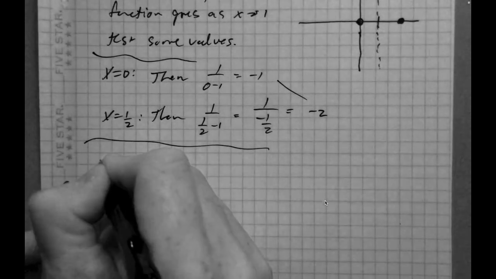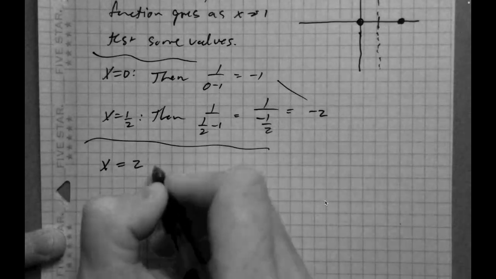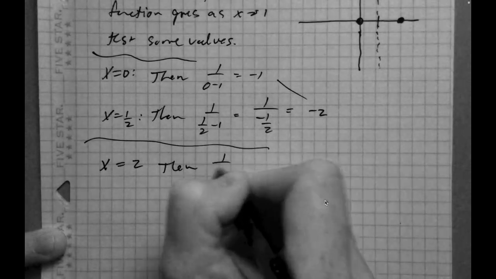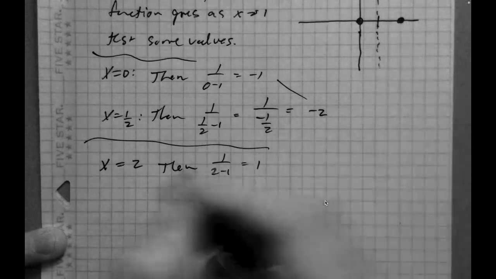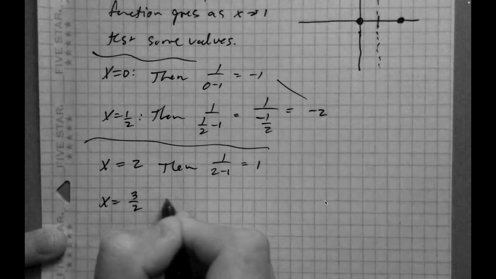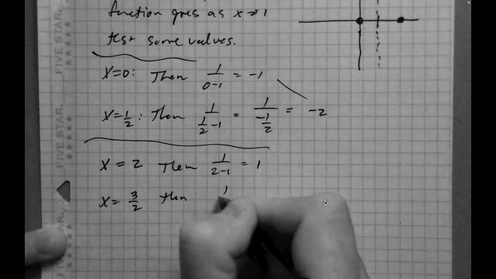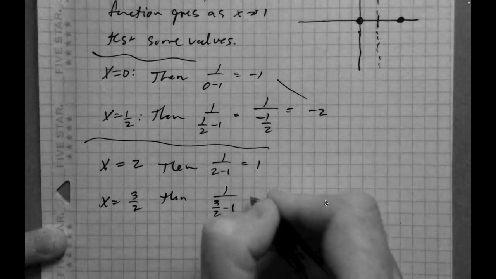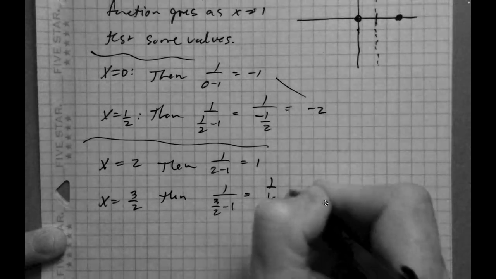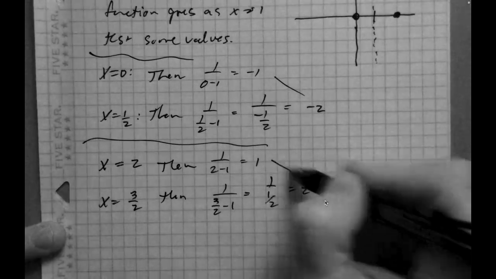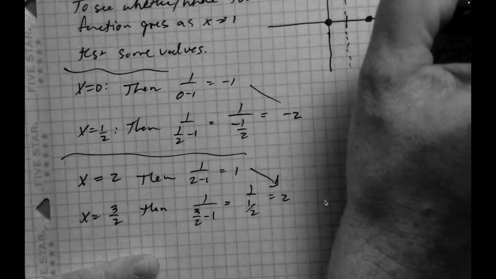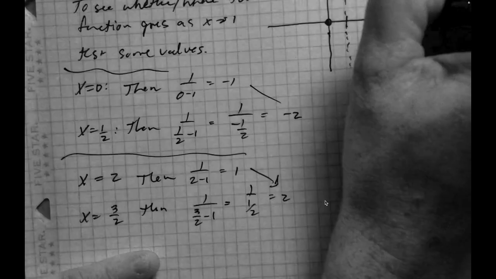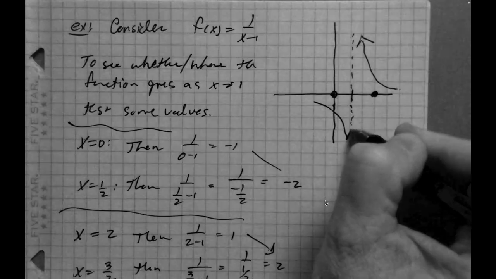If we test on the other side, let's go ahead and let x equal 2. And we would get 1 over 2 minus 1 is 1. Right, so that would be this guy. Let's test 3/2. And we would get 1 over 3/2 minus 1, which would be 1 over 1/2, which is 2. Okay, so we can see that these are increasingly positive. And so what ends up happening is the function basically is heading up from that direction, and it's heading down from that direction.